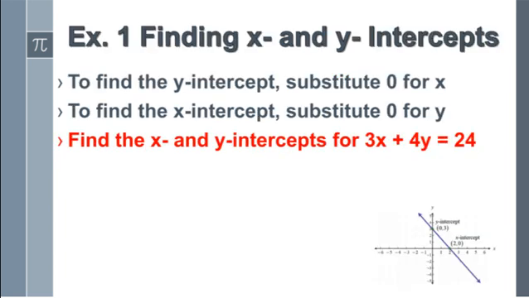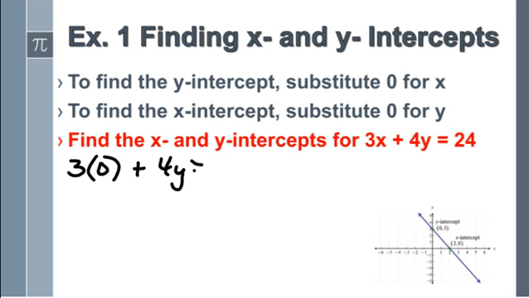To find the x and y intercepts, there are two steps you need to take. To find the y-intercept, substitute 0 in for x because x is 0 for it to be the y-intercept. And then to find the x-intercept, substitute 0 in for y. So in our first example here, we want to find the x and y-intercepts for 3x plus 4y equals 24. So to find the y-intercept, we need to substitute 0 in for x.